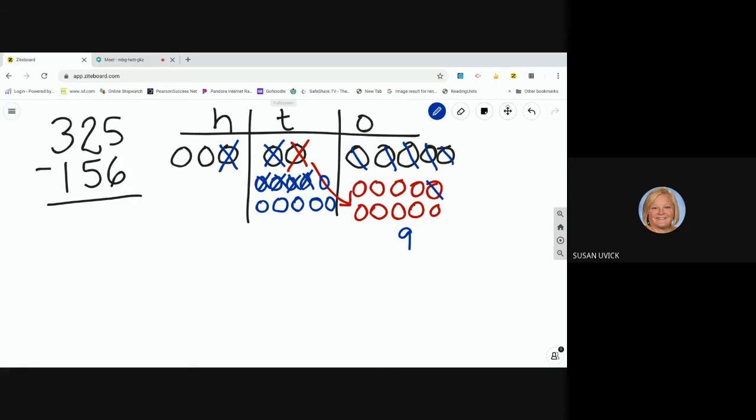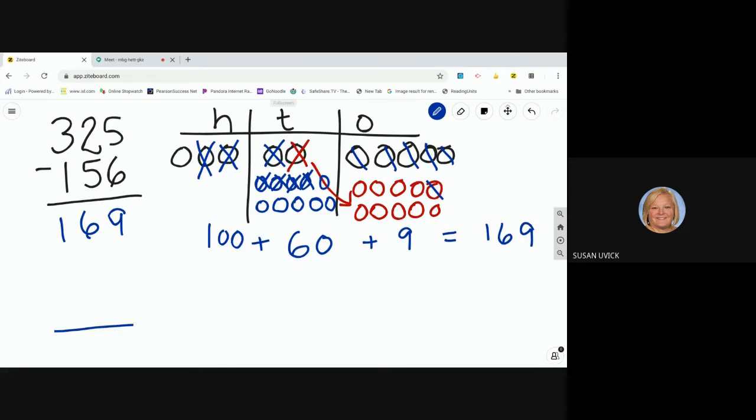How many do I have left? I have 6 tens there. Okay. Now I need to take away one group of 100. What do I have? 1 left. So what do I have left? I have 100 plus 60 plus 9. I have 169. This one's a tricky one because you have to regroup twice.